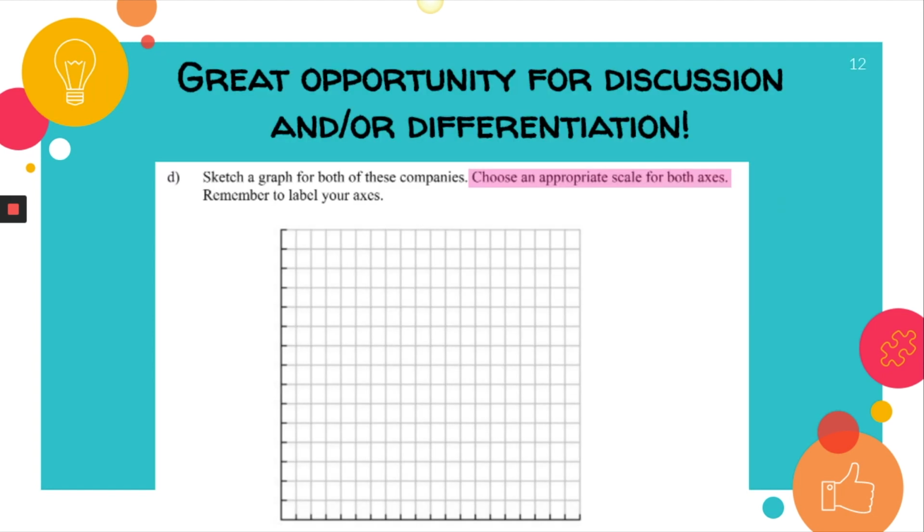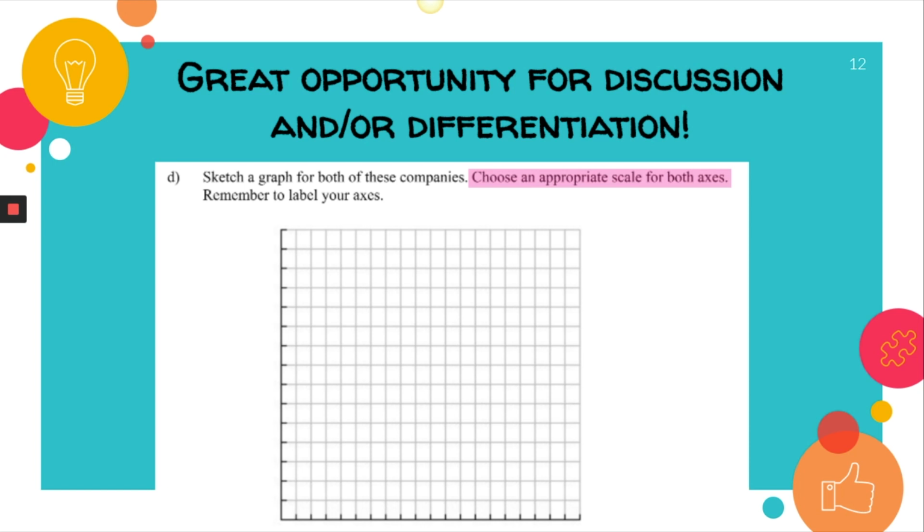Another point that I wanted to make about this lesson is that for the graph, the students will need to choose an appropriate scale for both axes. This is very important because this gives you an opportunity to not only talk about minimum and maximum, but also talk about scale. What increments are you going to use across the graph?